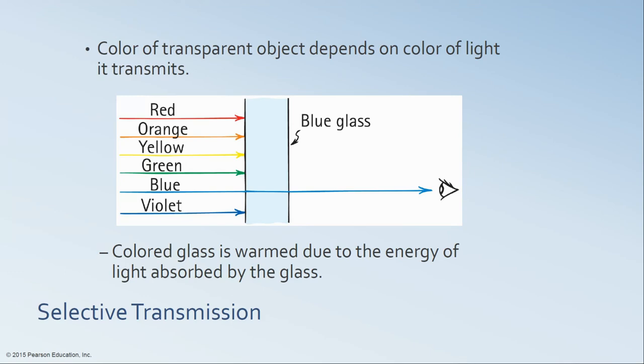The other frequencies are absorbed by the glass, and so the glass gets warmer from those other frequencies. But on the blue frequency, it allows it to excite those atoms to release blue light on the other side. So we see this particular pane of glass as blue because it's the only frequency that is allowed to come through that glass.